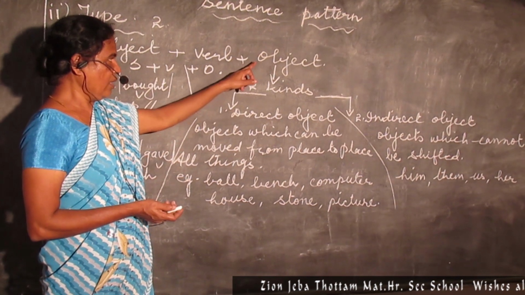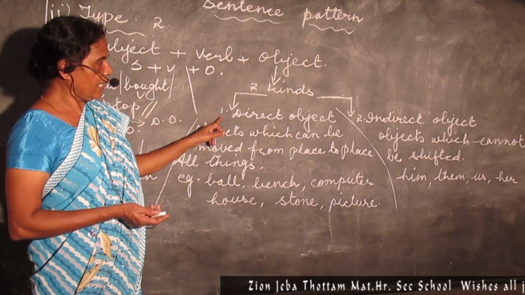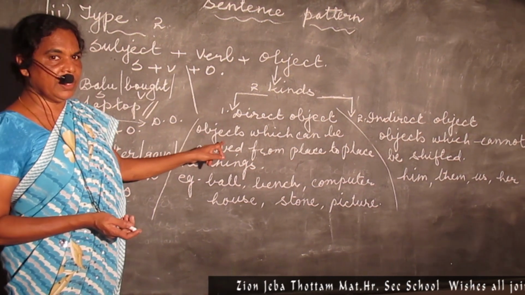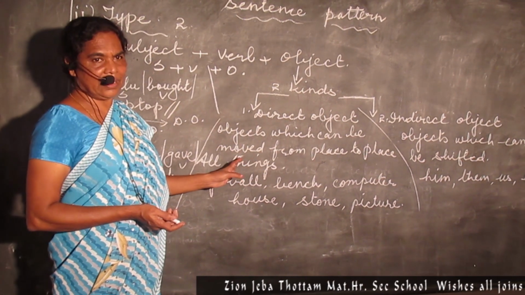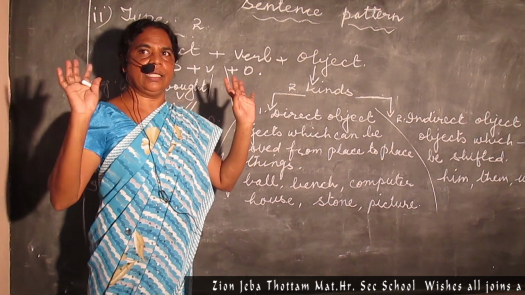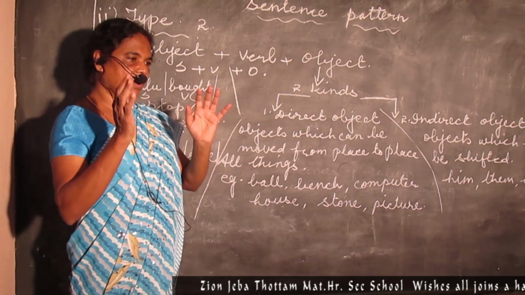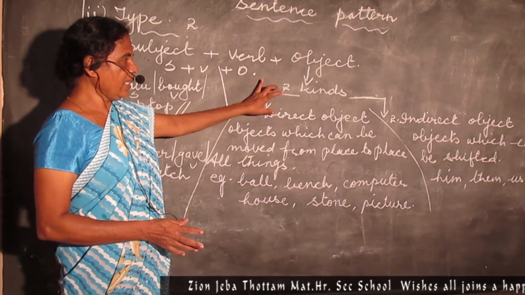So the object is in two forms, two kinds. The first kind is direct object. Direct objects are objects which can be moved from place to place, and all those things that we see around us, that can be taken in our hands or that can be fixed in a place, that can be taken back to any other place, are called direct objects.